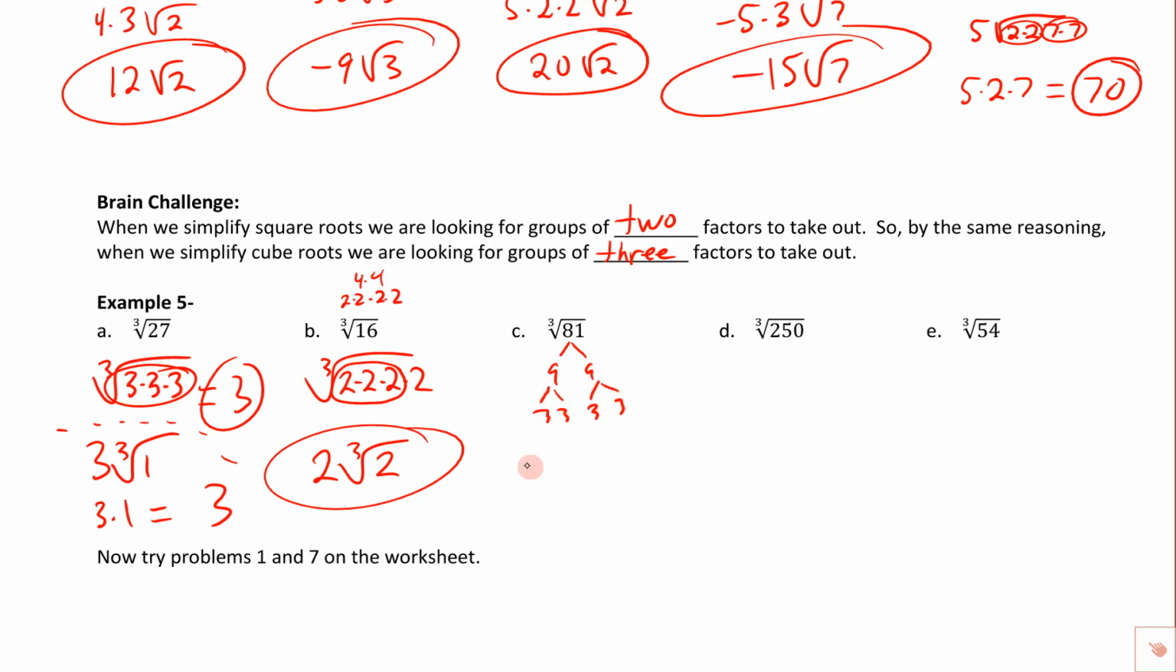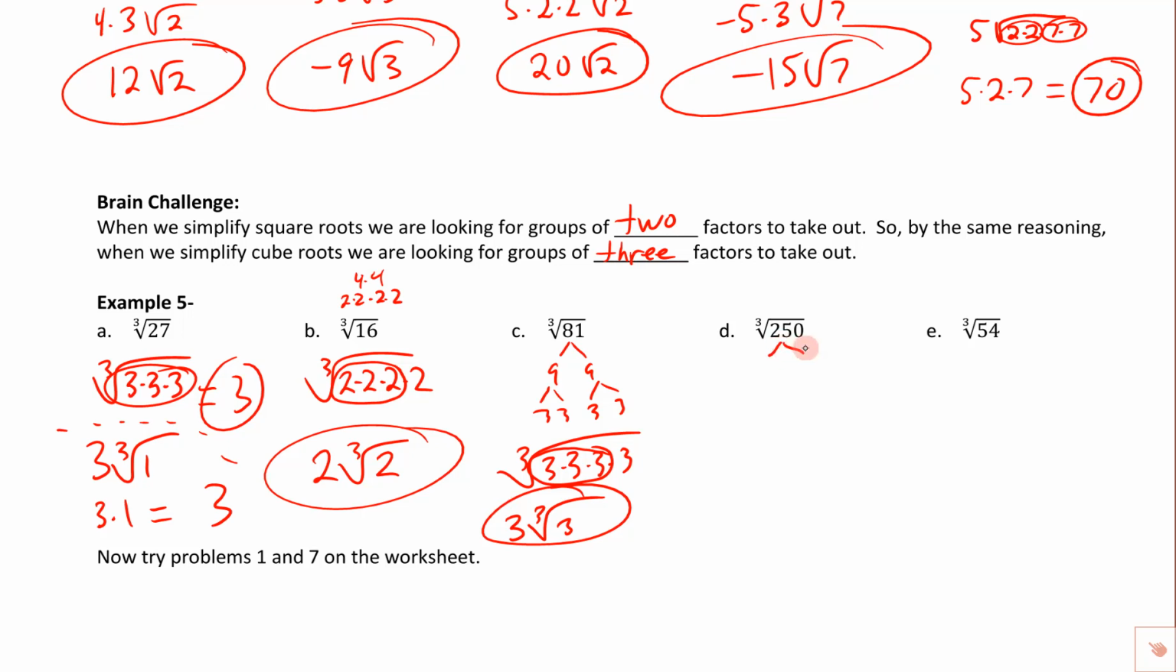So this is going to be similar to the one we just did, except it's going to be the cube root of 4 3's multiplied together. So again, we're looking for a group of 3, 3 on the outside, and that other 3 stuck on the inside. So this would be 3 cube root 3 would be the answer there. Let's take a look at this one.